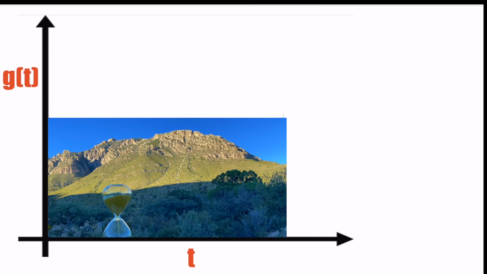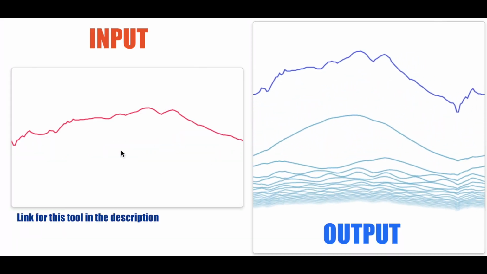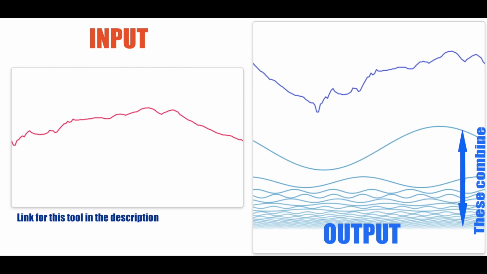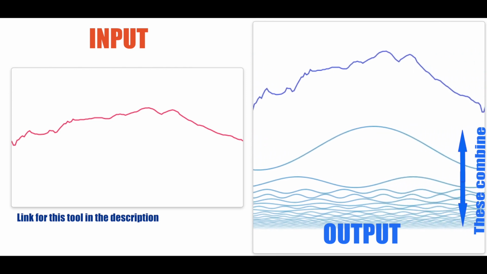It can take very complicated structures like the outline of this mountain and give us the recipe, the combination of periodic functions, each with their own amplitude and frequency, that can be combined to recreate the structure.